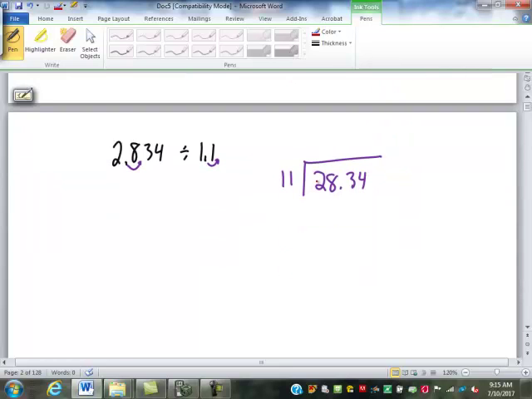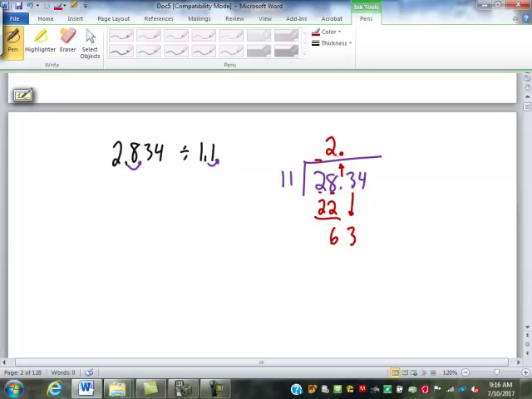So now does 11 go into 2? Oh, 11 doesn't go into 2. So we leave it blank above the 2. But 11 goes into 28 twice. So we put the 2 above the 8, because it's the last digit we used. 2 times 11 is 22, leaving us with 6. Now what? Move the decimal point up. And then? Bring down the 3, okay?